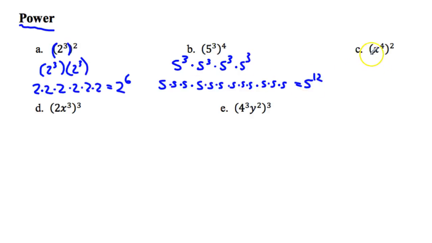Over here, we've got a variable. Is this going to freak you out? I hope not. We can do it. So I just write it out the same way. This is x to the 4th, and it's squared, so I do it 2 times. If I break this down, this is really x times x times x times x times x times x times x times x. How many x's do I have? 1, 2, 3, 4, 5, 6, 7, 8. So this is really x to the 8th power. Oh my goodness.